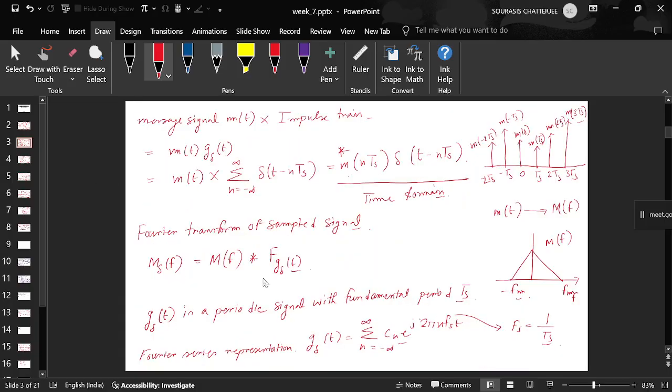Now let us see what happens next. You are going to multiply the message signal with the impulse train, so m(t) times g lambda t, right? And for g lambda t, we have already seen the infinite impulse train in compact notation. Let me point it out: this is the infinite impulse train, and this is the message signal m(t) here.